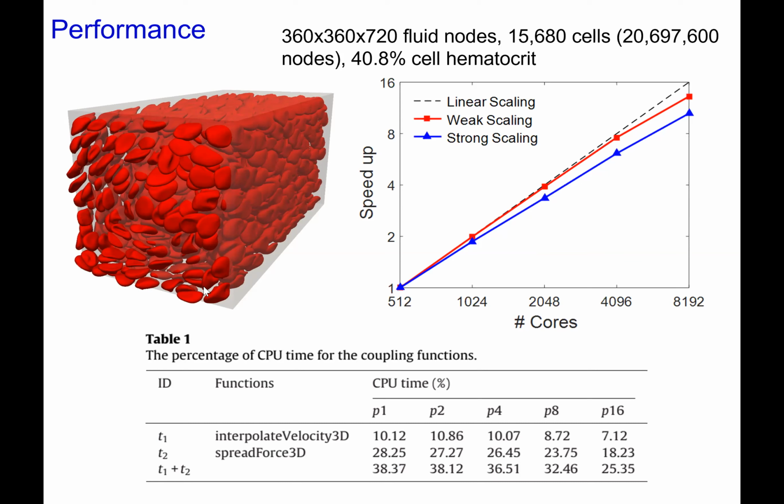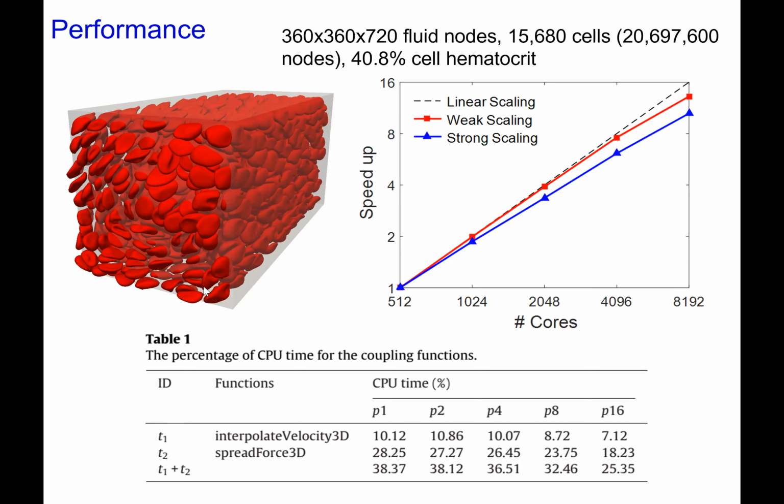One is called strong scaling, and another is called weak scaling. Strong scaling basically means the total amount of work is fixed, and I just put in a lot of processors. Weak scaling basically means for each processor, the work is fixed. If I double the processors, I double the total amount of work as well.